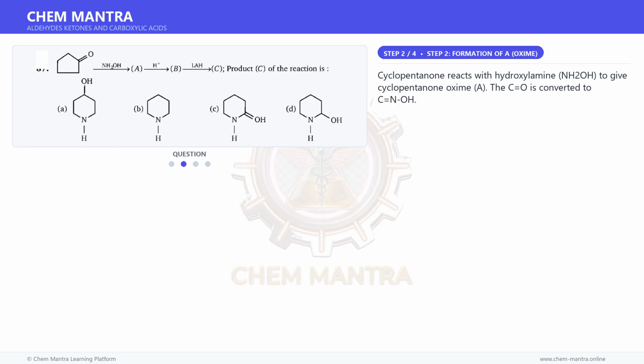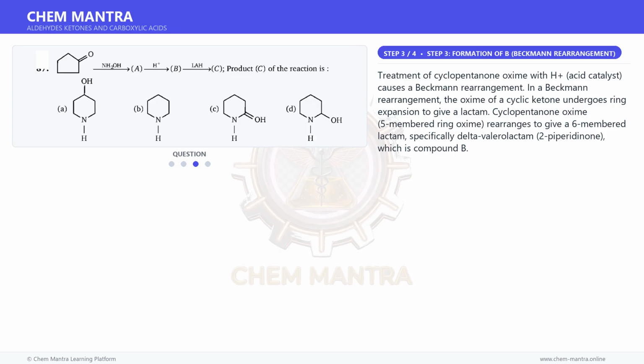Cyclopentanone reacts with hydroxylamine, NH2OH, to give cyclopentanone oxime, A. The C=O is converted to C=NOH. Moving on to the next step.